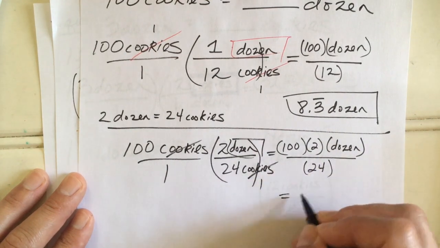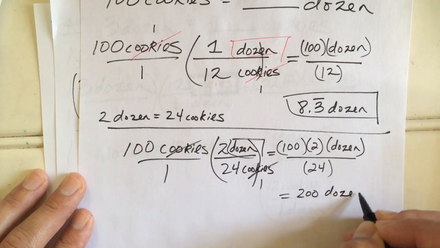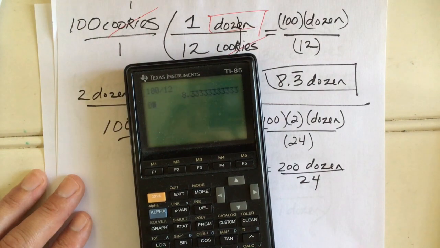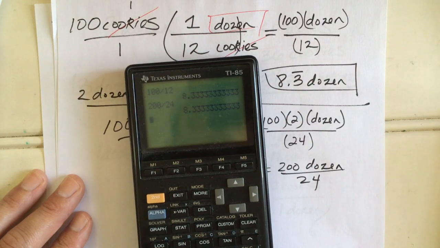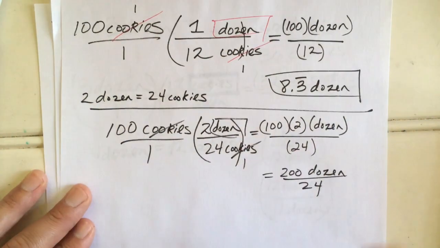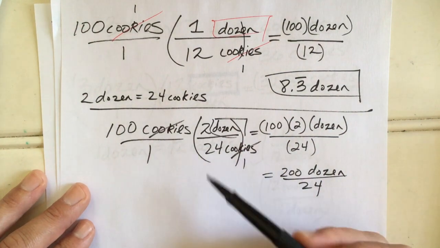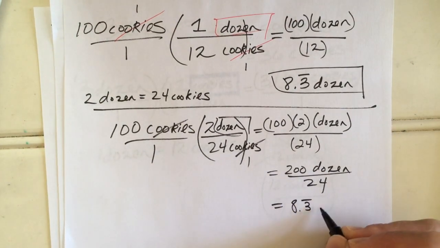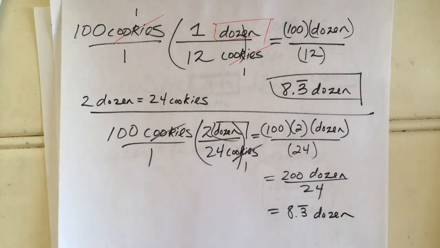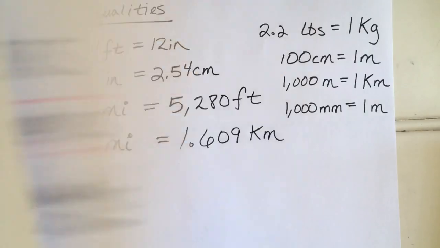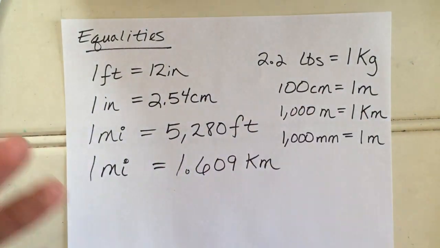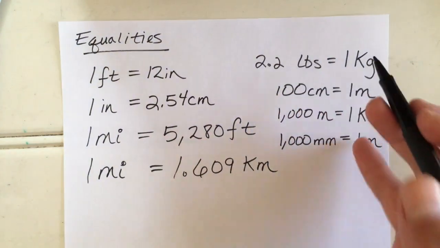And now you can see where this is going, right? 200 dozen divided by 24. You go grab your calculator, you turn it on, 200 divided by 24, and you get 8.3 repeating, right? So it doesn't matter. You can solve these with different conversion factors as long as you know the equality, and you're going to get the same answer, right? Okay. So if I go back to this, I just want to point that out because here you might say, well, can I use 200 centimeters equals 2 meters? Sure. Or 4.4 pounds is equal to 2 kilograms? Sure.